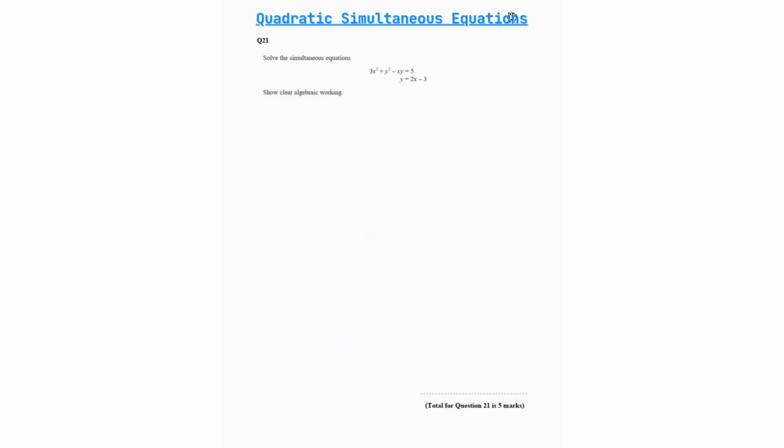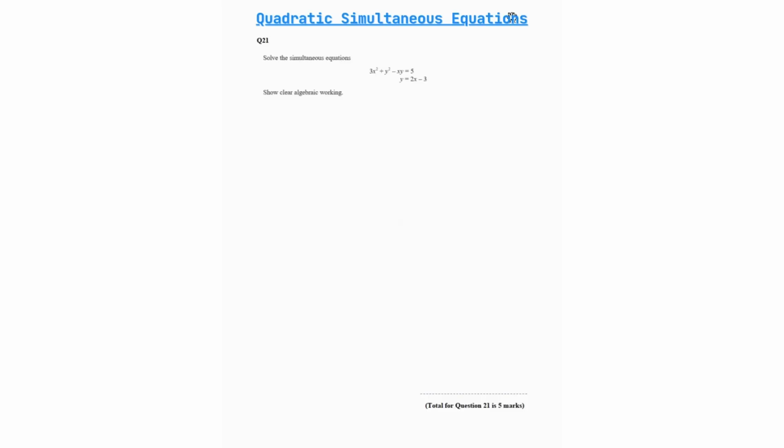Question 21 gives us a set of simultaneous equations. One is a linear equation, the other is a quadratic equation. Whenever we have a quadratic simultaneous equation, the only method we can use is substitution. Going for elimination is going to be very confusing and time consuming for you. So go for the easier method. Do not put extra pressure on yourself by using elimination.